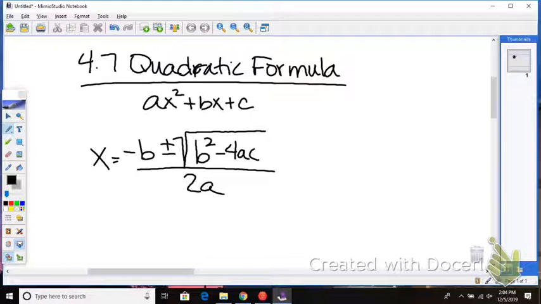5, 6, 7, 8. X equals negative b plus or minus the square root of b squared minus 4ac all over 2a.